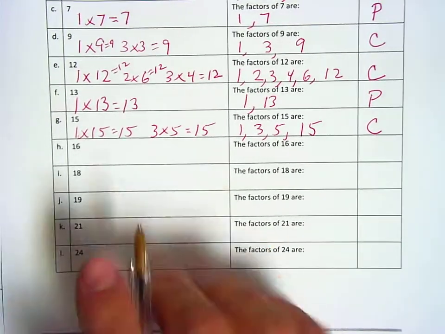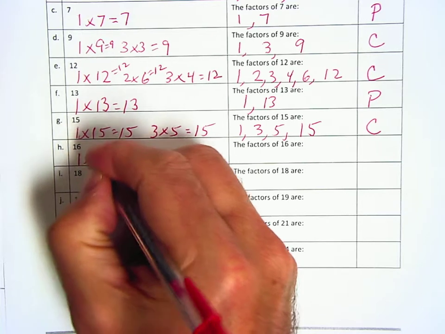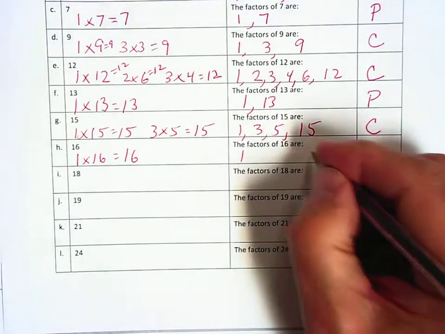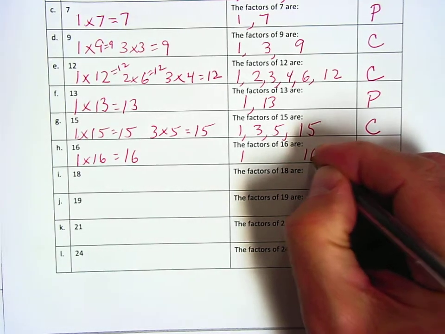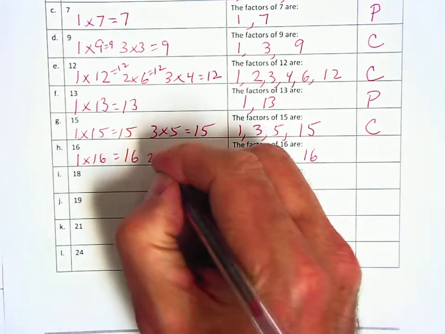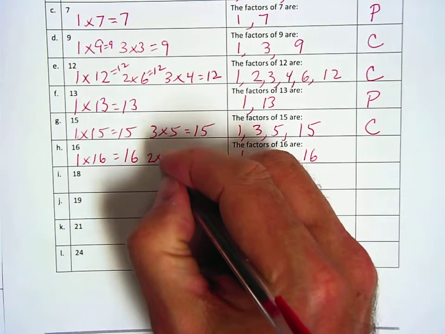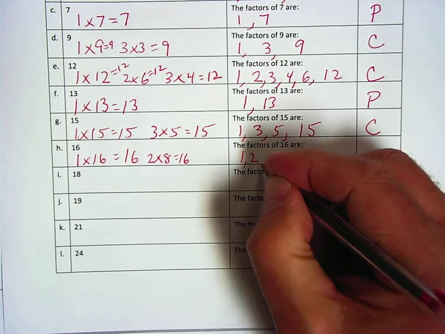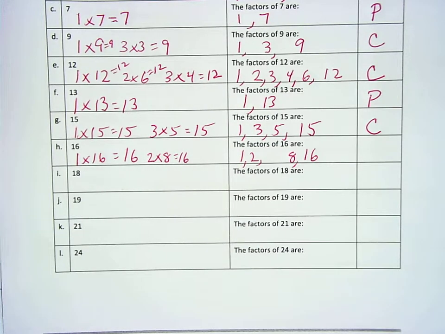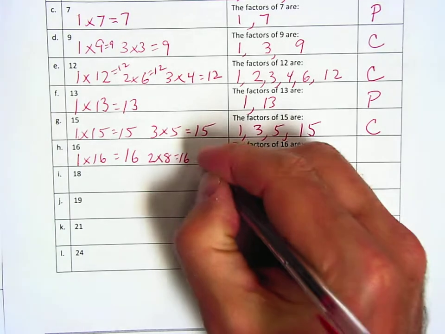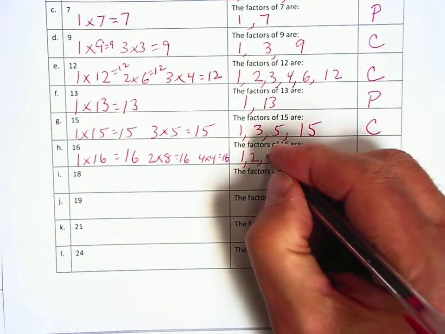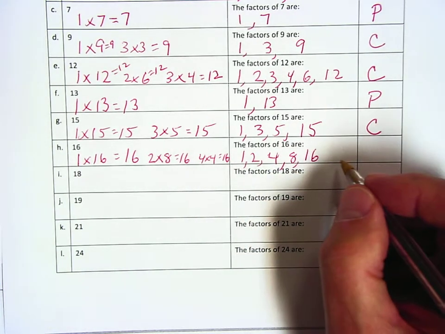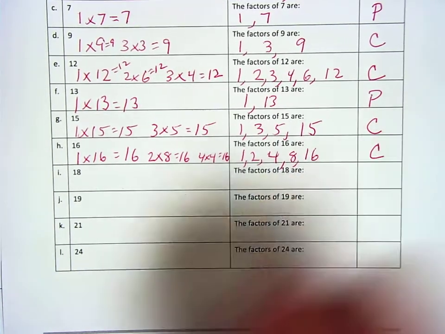All right, the next one is going to be 1 times 16 is equal to 16. So I have 1 and 16. Let's see, 2 times 8 is equal to 16. So I have 2 and 8. And then let's see, 3, 4. 4 times 4 equals 16. Then I'll have 4. Okay? And I can't do 5 or 6, but it's composite.